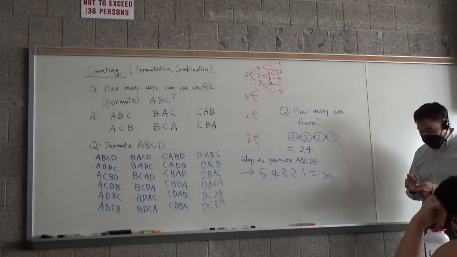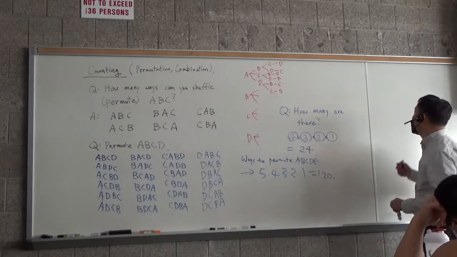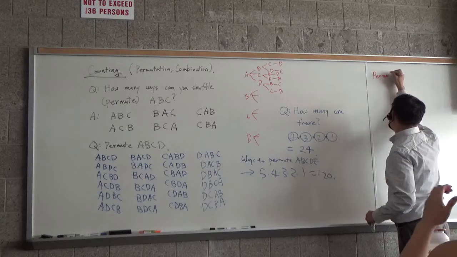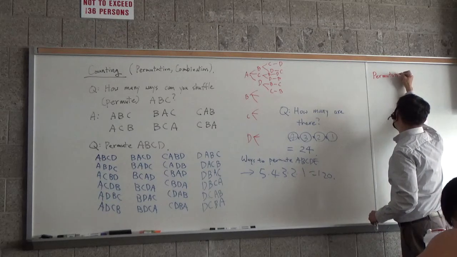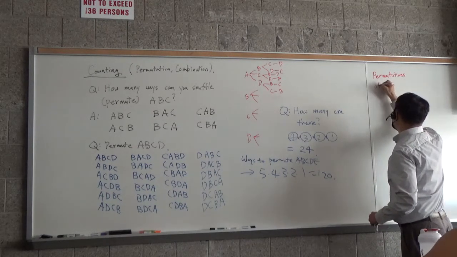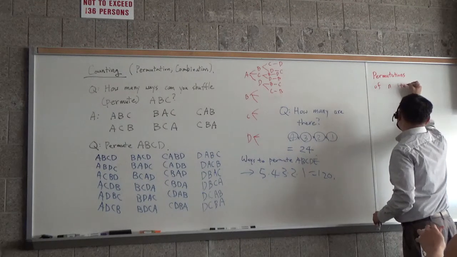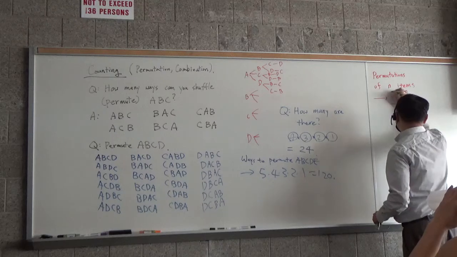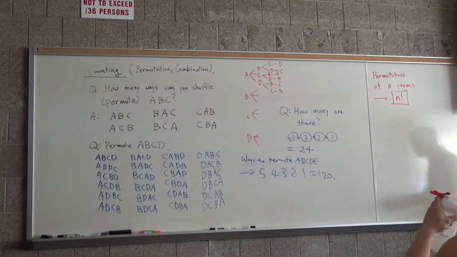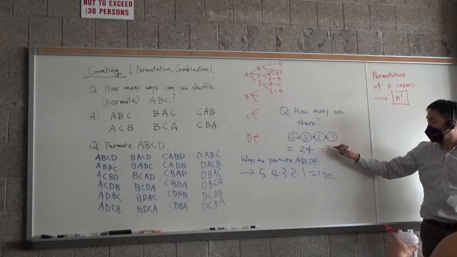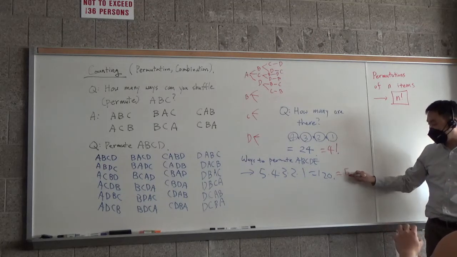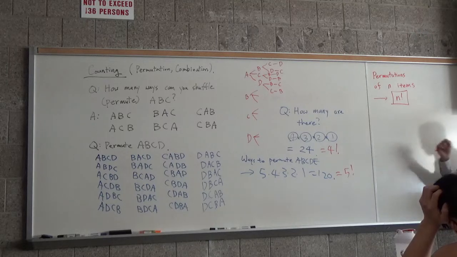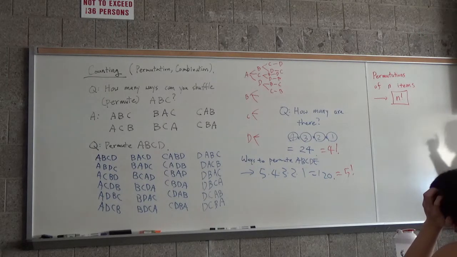So here's the important outcome, which is that permutations of n items, they're n factorial ones, okay? And n factorial is this. This is called 4 factorial. This is 5 factorial. You start with that number, you just decrease by 1, and you keep multiplying until you get 1. That's factorial, okay?